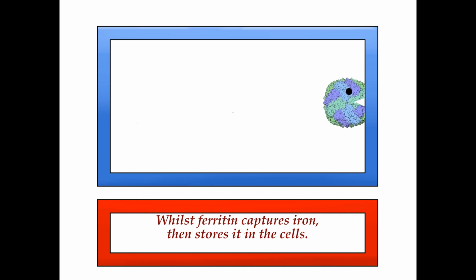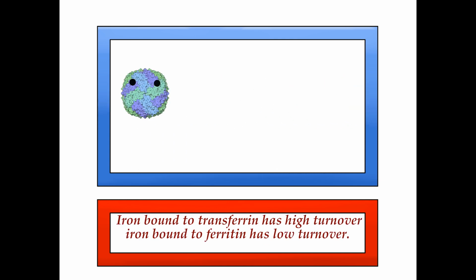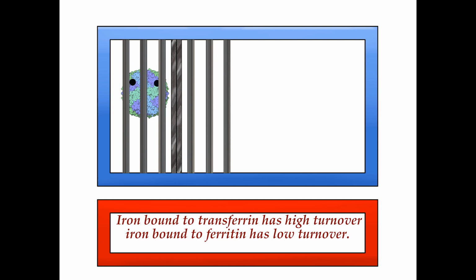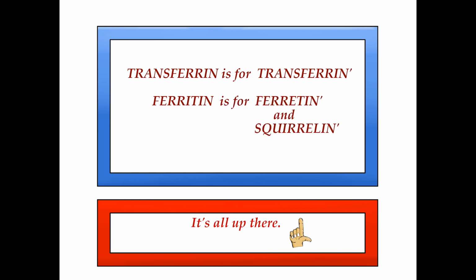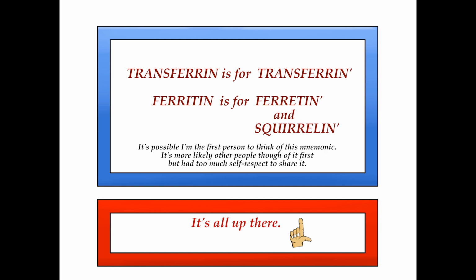Ferritin, on the other hand, binds iron and takes it into the cells for storage. So if you think of it as transferrin is for transferring iron, so it can be used, whereas ferritin is for ferreting out spare iron and then squirreling it away. Now, that's an oversimplification, possibly even a lie, but it's a good way of remembering it.